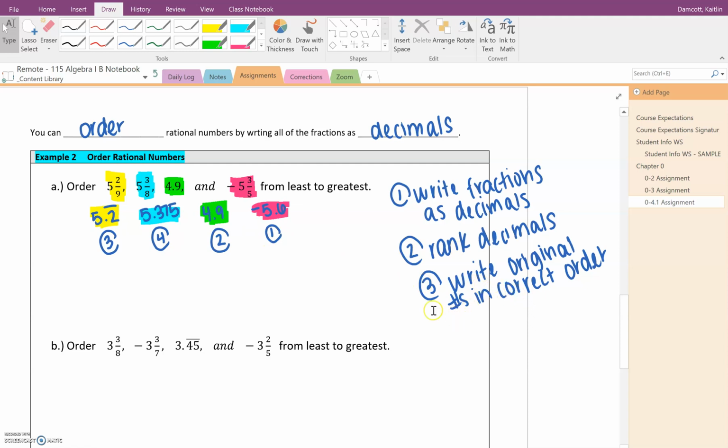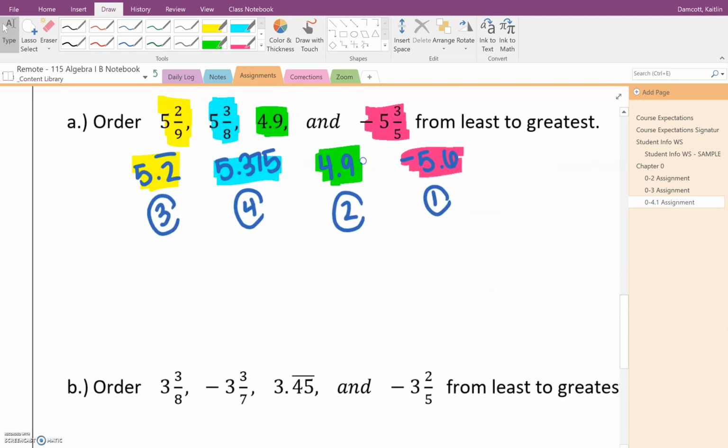Now we want to write the original numbers in the correct order. So the first number was this -5 3/5. Then we've got number 2, which was 4.9.